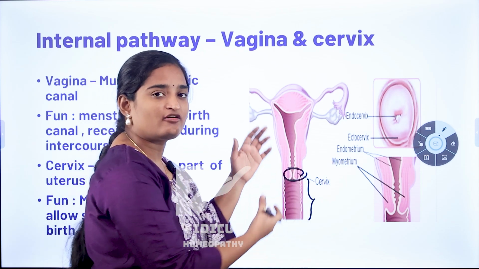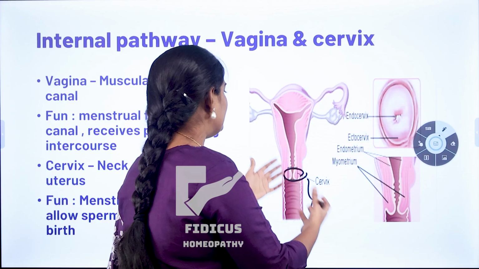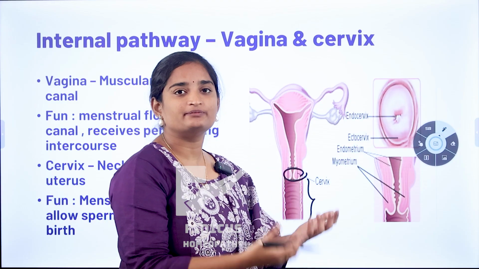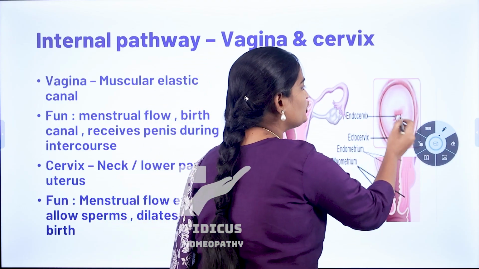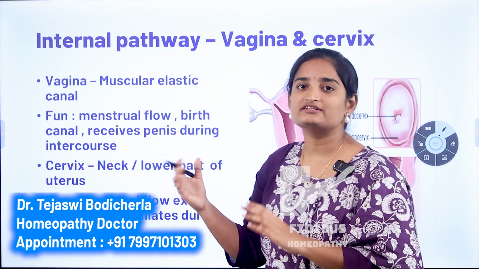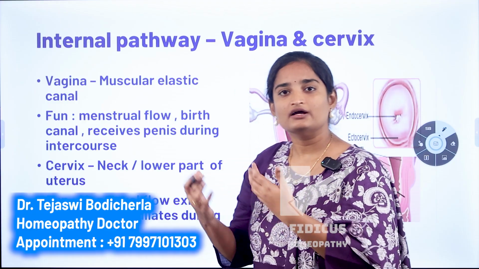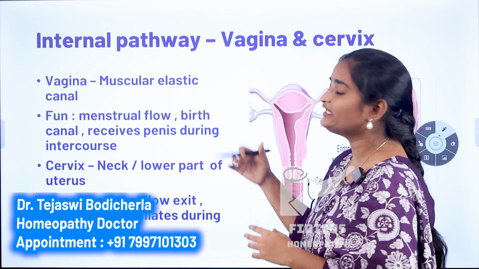The cervix helps in the passage of menstrual blood and the passing of sperms, and it also dilates during childbirth. This small opening can dilate up to 10 centimeters during childbirth. So the internal pathway, the vagina and cervix together, helps in passing menstrual blood, childbirth and also intercourse. This is all about the internal pathway.